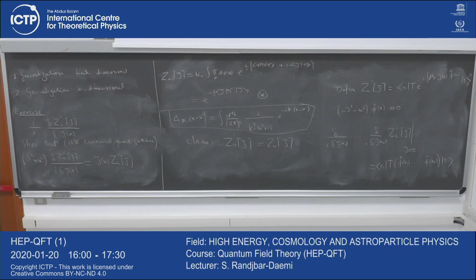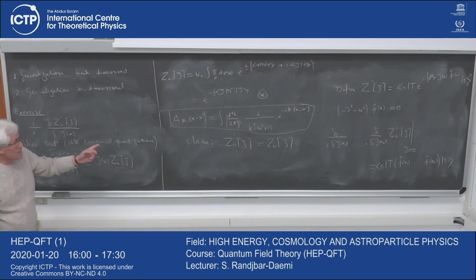And in the second part of the exercise, you see that this is a Klein-Gordon equation for this function with some source on the right-hand side. So you have to use a Green's function method to solve this equation and show that the solution is this.